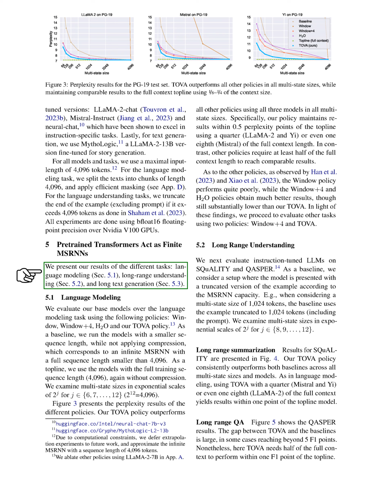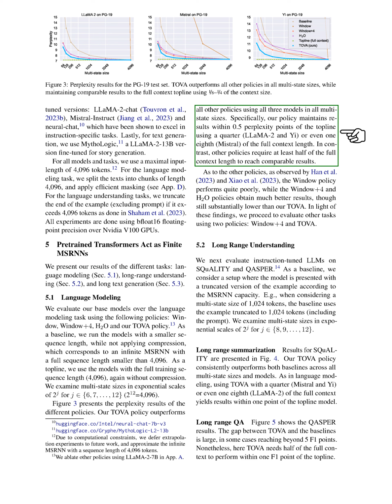We used several strategies to evaluate our base models, including window, window plus 4, H2O, and our own TOVA policy. We compared these strategies against 2 benchmarks: a model with a smaller sequence length and no compression, acting like an infinite MS-RNN with a sequence length less than 4096, and a model with the full training sequence length of 4096, again without compression. We tested multi-state sizes that doubled in size from 64 to 4096.